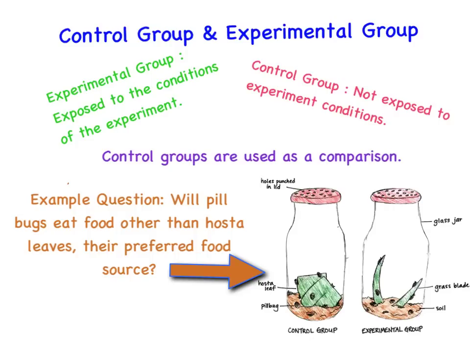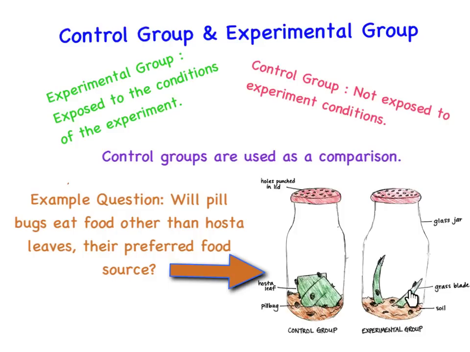Say you want to know if pill bugs, I know they're kind of gross, eat food other than hosta leaves, which is their preferred food source. So they prefer to eat hosta leaves, but you want to know if they'll eat grass. So you would set up an experiment here. So this is a picture of the experiment. So this is the control group right here, because you put pill bugs in a little jar with hosta leaves. This is their preferred food source.